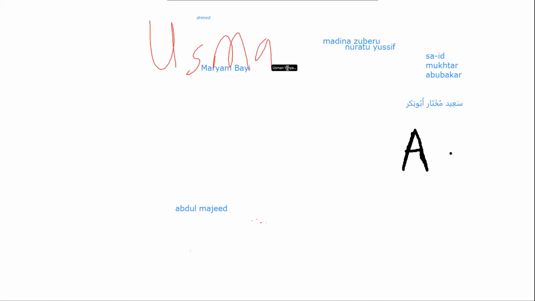Usman, yes, you are using draw. Just take your mouse and select text instead of the draw. Use text instead of draw. Select text on your menu bar. I can only see Abdullah, mashallah, Abdullah, jazakumullah khair.